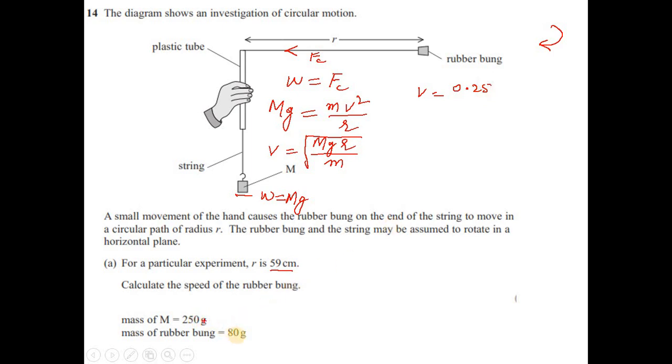So v would be equal to 0.25. Remember, these masses are in gram, so don't forget to convert into kilogram, and this radius is in centimeter, so it should be in meter. So v is equal to the root of 0.25 times g, which is 9.81, times the radius, 59 centimeters, that means 0.59, divided by small m, which is 80 gram, so 0.08. Once you solve this, you have v equal to 4.3 meter per second. This is the speed of the rubber band rotating in a horizontal circle.